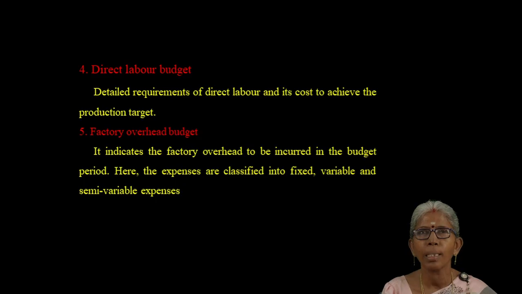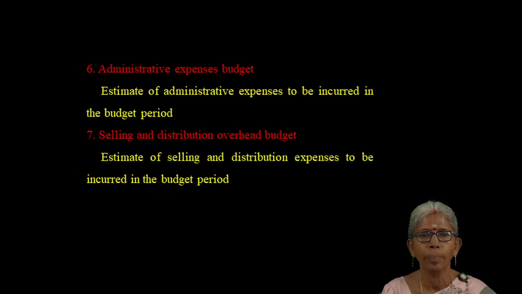Here, the expenses are classified into fixed, variable and semi-variable expenses. Fixed means it remains constant for a period. Variable means it changes according to the production. When the production increases, the factory overhead also increases. When the production reduces, the factory overhead also reduces.